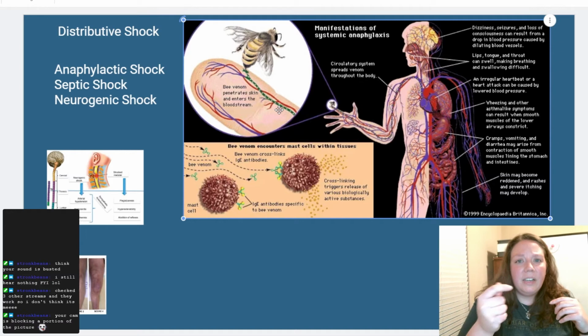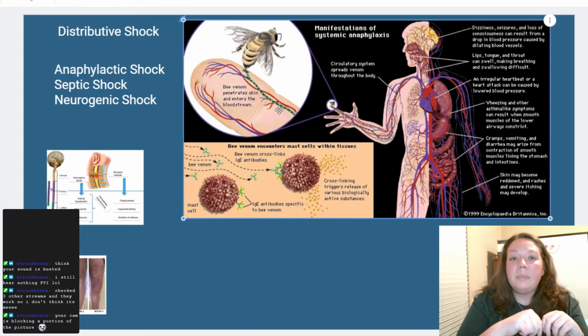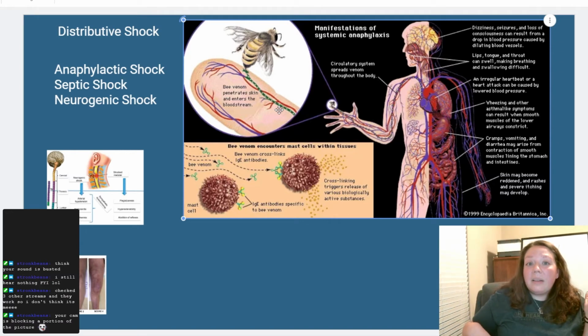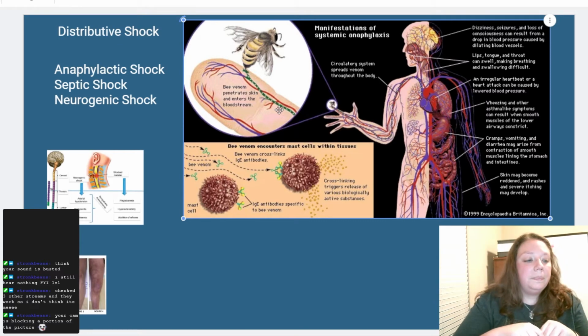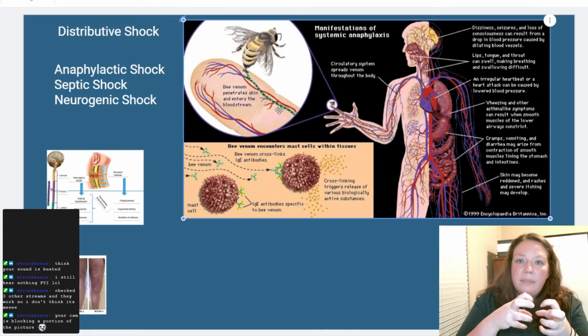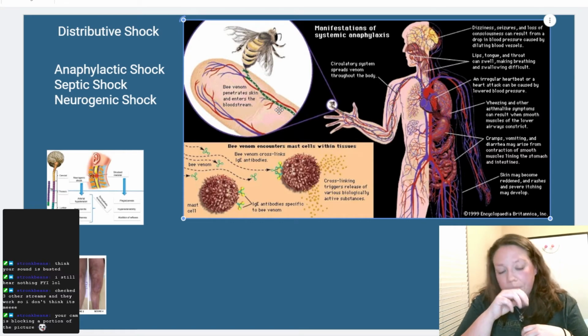It happens very quickly. Usually these people have to carry their EpiPen on them to give themselves a shot of epinephrine that constricts all the blood vessels, and you need to get them to the hospital. Even though you gave them an EpiPen, you need to get them to the hospital.